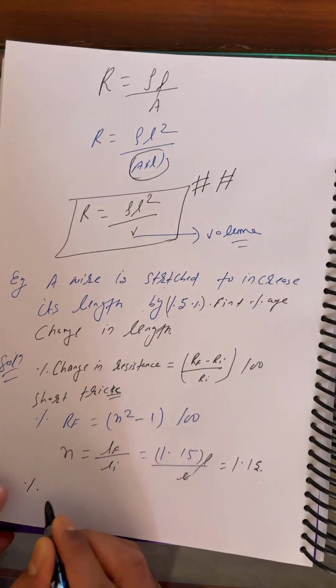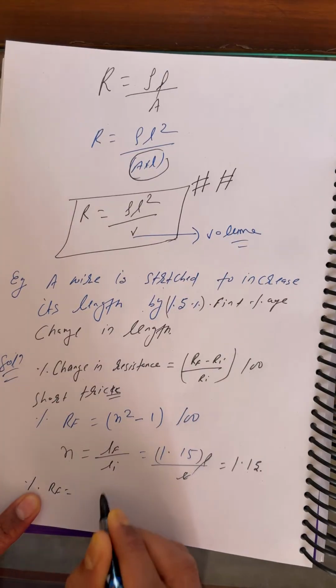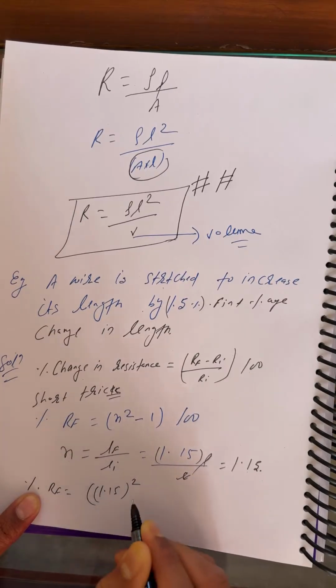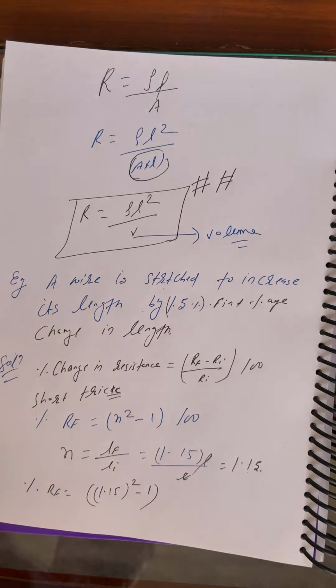So R, what you get, the percentage change in R is 1.15 whole square minus 1.